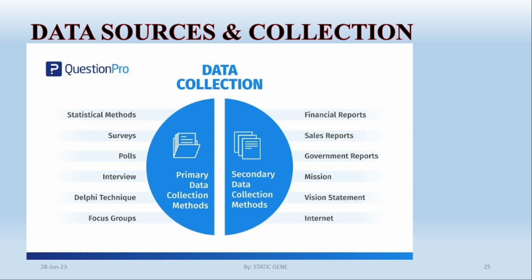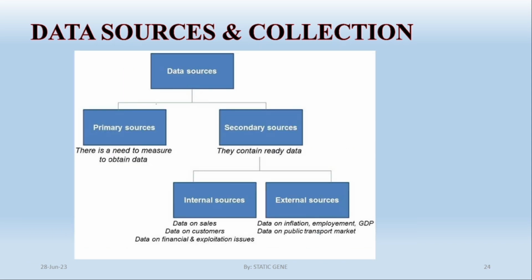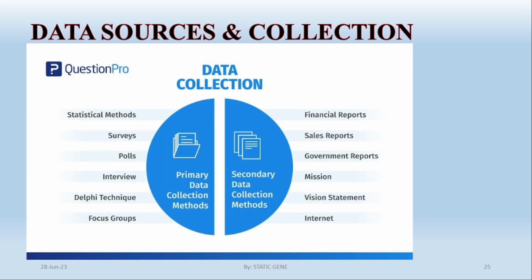So here we can easily see these different data sources. The question is, how can we then collect data based on the type of data we want to collect? What are the different data collection methods that can be used? There are so many types of data collection, and they depend on the type of data you are trying to collect. Are you trying to collect primary data, or are you trying to collect secondary data?